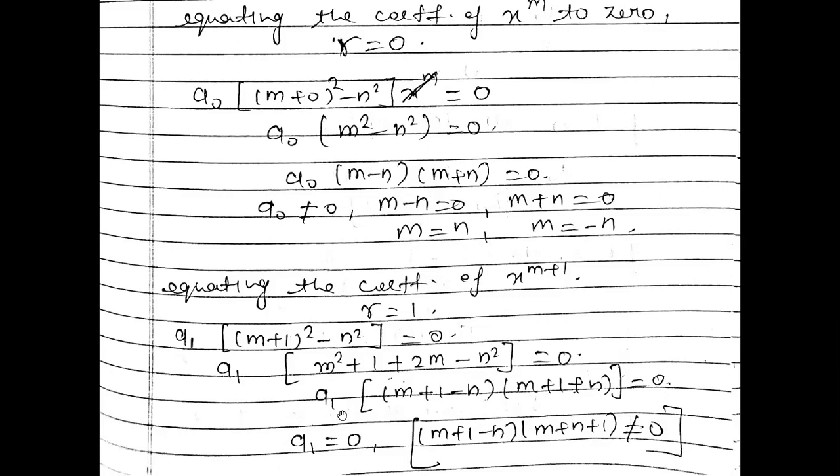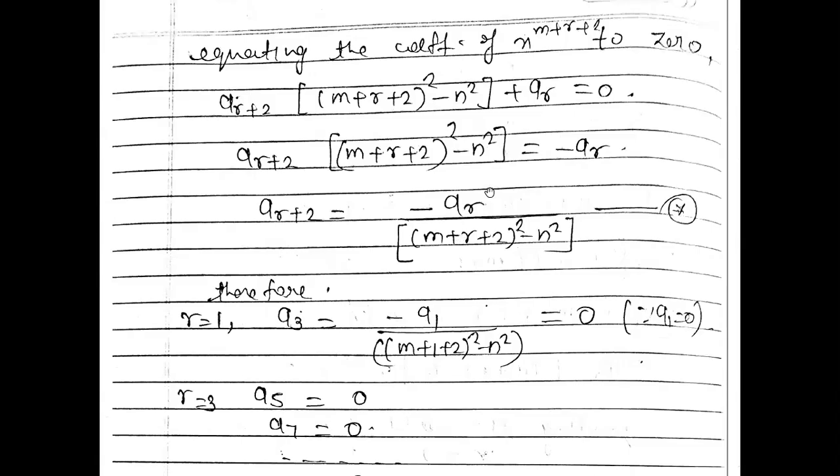So we have a1 is equal to 0 here. This condition m plus 1 is equal to n, when you put this bracket equal to 0, m plus 1 minus n is equal to 0, so m plus 1 is equal to n, and here we have a condition m is equal to n, so both will fail. So a1 is equal to 0, a naught does not equal 0.